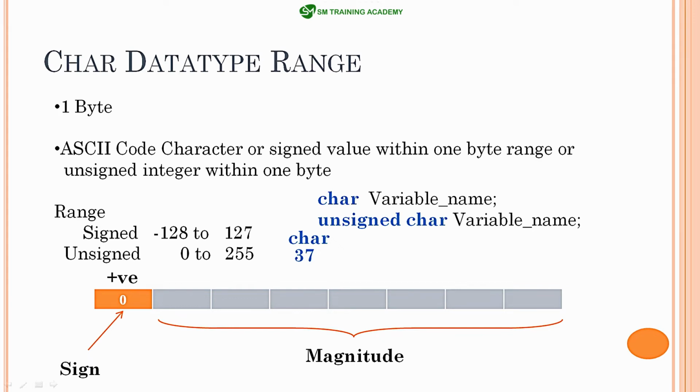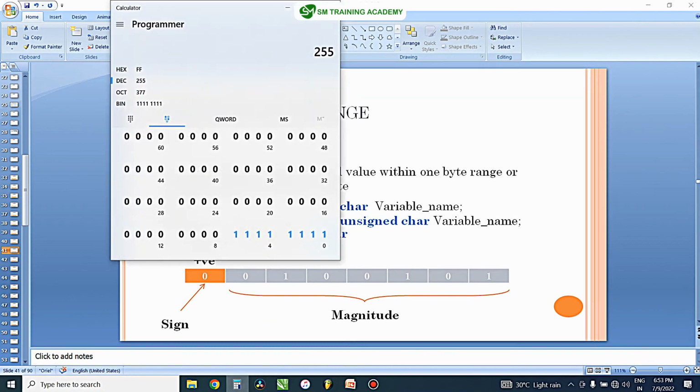So the sign bit will be holding the value 0, indicating that the number stored in the memory is a positive number, and then the 37 is directly converted into binary format and it is stored right over here. So 0010 0101 is the binary representation for the positive number 37, which will be stored in the memory of the CPU. So let me just open the calculator.